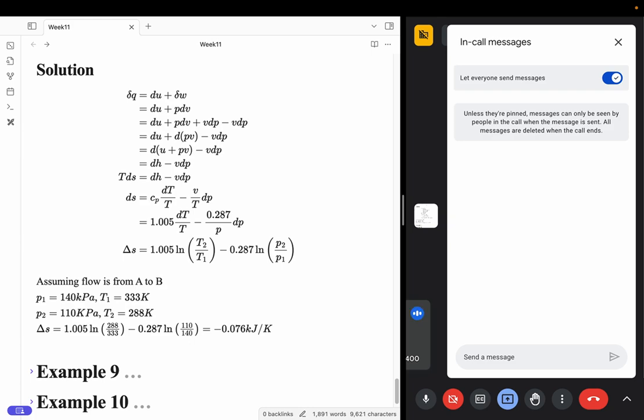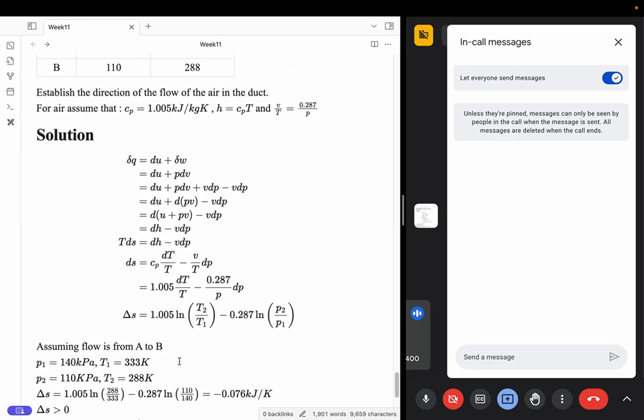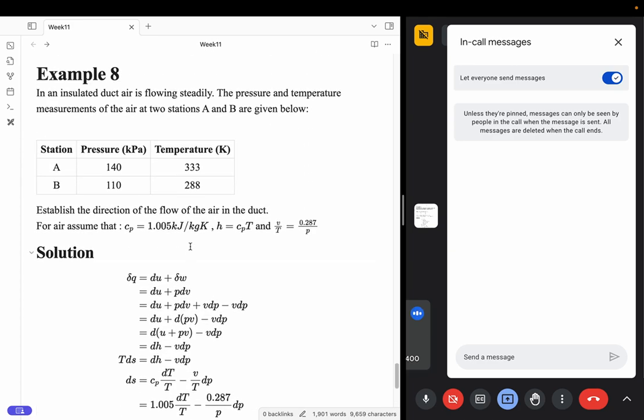Yeah, so see, this should be positive, but we got negative, which means we require delta S to be positive, which is not happening here. So the flow is from B to A. Everything is the same as we have done up until now. The only difference is that here there is a flow process. Instead of per system, we use control volume.